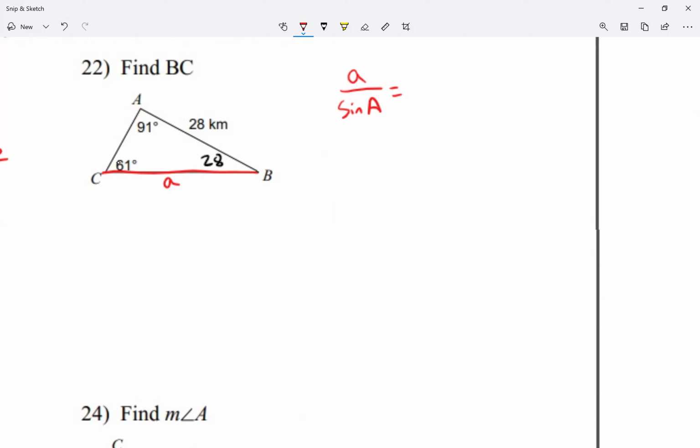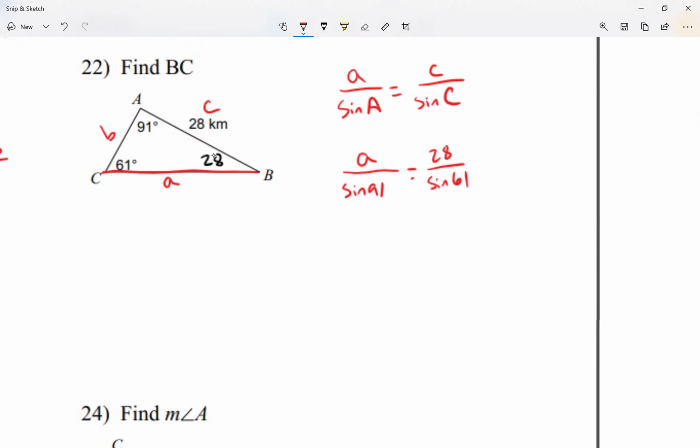I know angle C and I know side C. So yeah, I'm going to use side C over sine of angle C. In other words, I have A, so I don't know what that is, because remember, this is my side B and this is my side C. So I have A over sine of 91. It is equal to 28 over sine of 61.